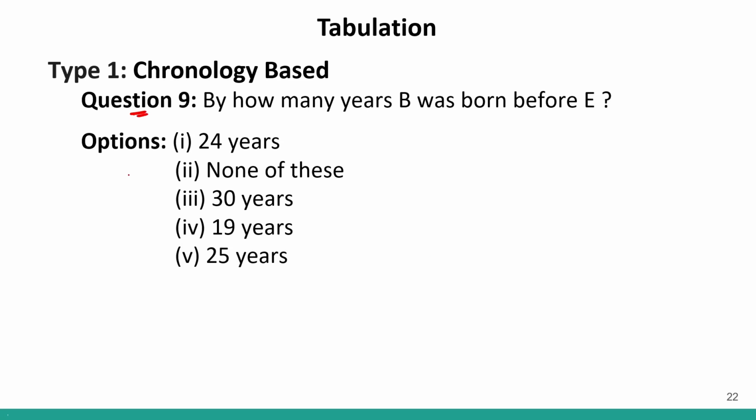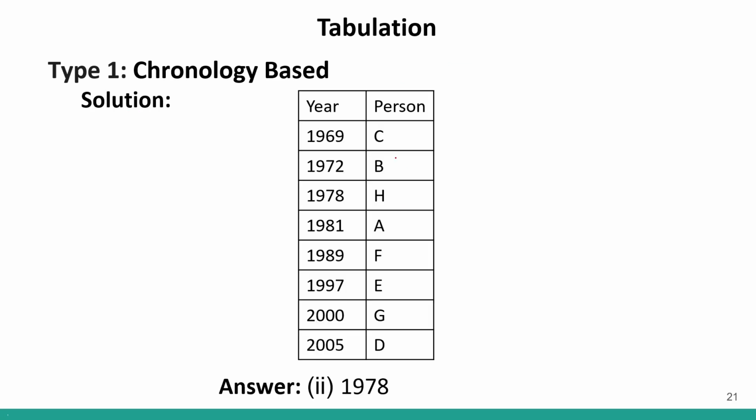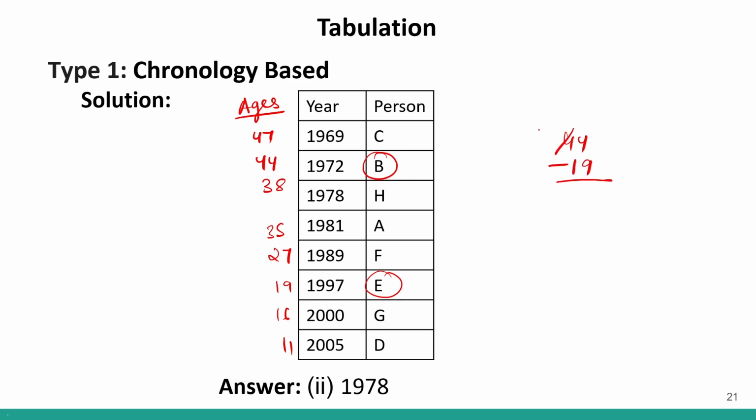Moving on to question number 9. By how many years B was born before E? So basically we have to find the difference between B and E. Going back to the arrangement, B is here, E is here. The ages are 47, 44, 38, 35, 27, 19, 16 and 11. So E's age is 19, B's age is 44. If I find the difference, this will be 25. So the difference between the ages of B and E is 25 years.